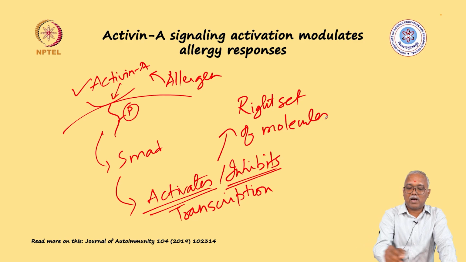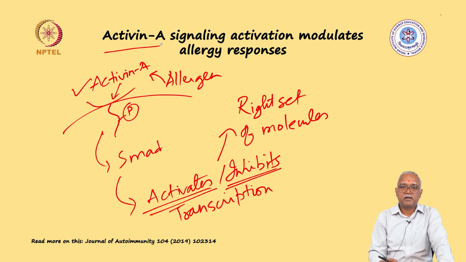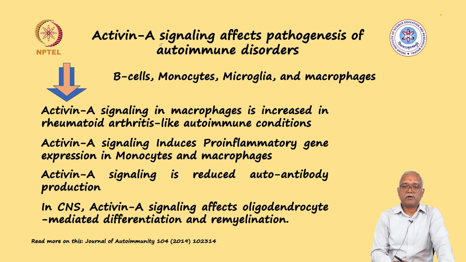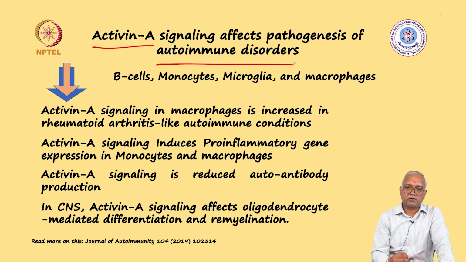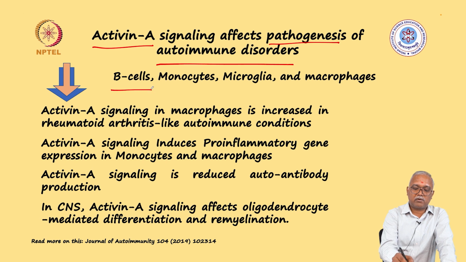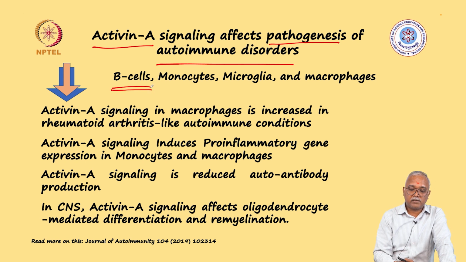So we saw how RSTK dependent activin signaling is helping in the process of infection and in the process of allergy. Further, what is known is that the signaling plays a very important role in autoimmune disorders, the pathogenic conditions which are seen under autoimmune response. There, the cells which are actively engaged in responding to the activin signaling are B cells, which we know as the cells which produce antibodies.